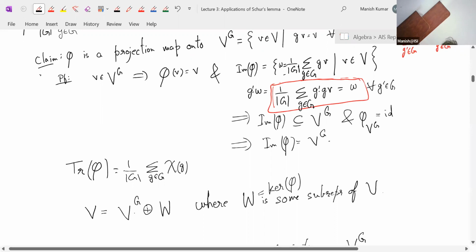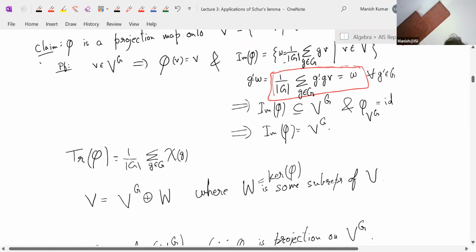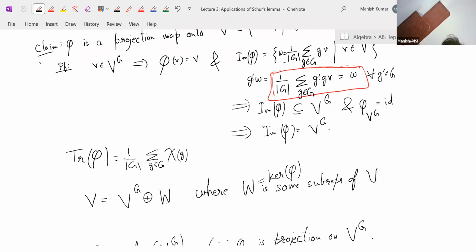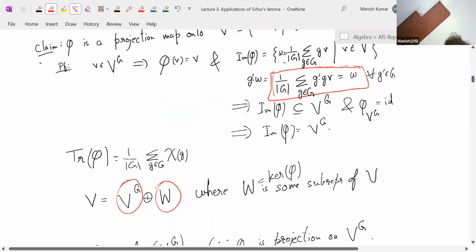Now, we want to compute the trace of phi. So how does phi act on V? On V^G it's the identity, and on this other piece W it is the zero map, because W is in the kernel of phi. So if I want to compute the trace, what do we get? It's just the dimension. On this block it will be the identity matrix, and on this block it's going to be 0.